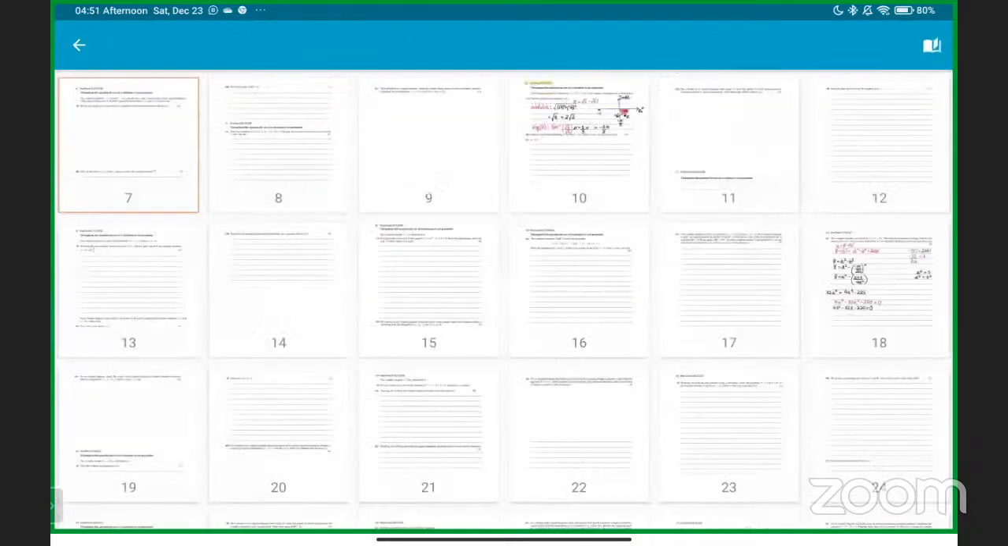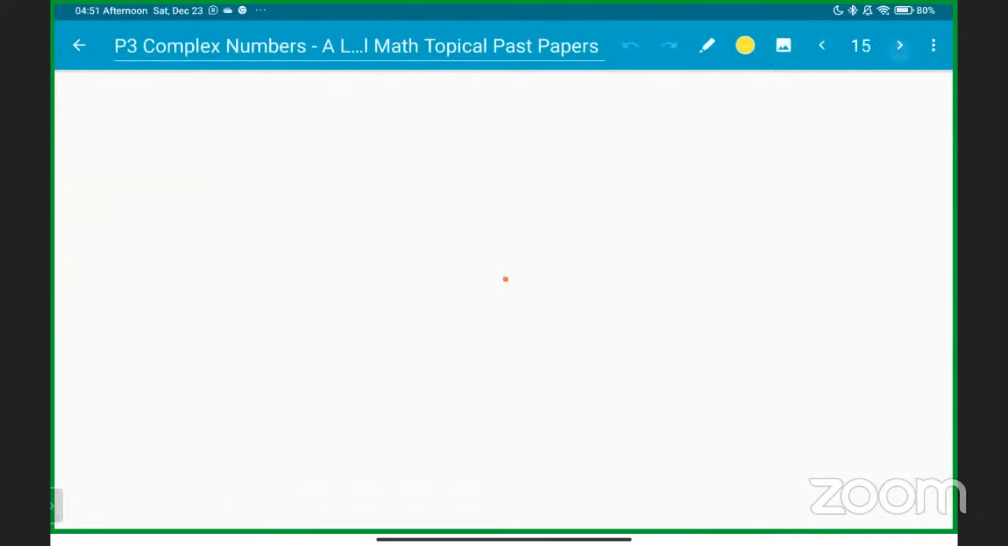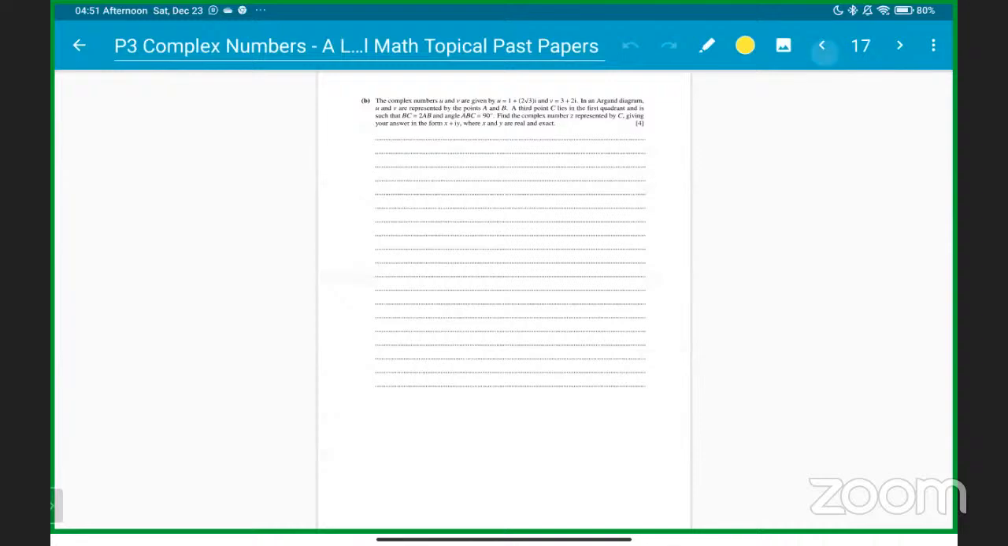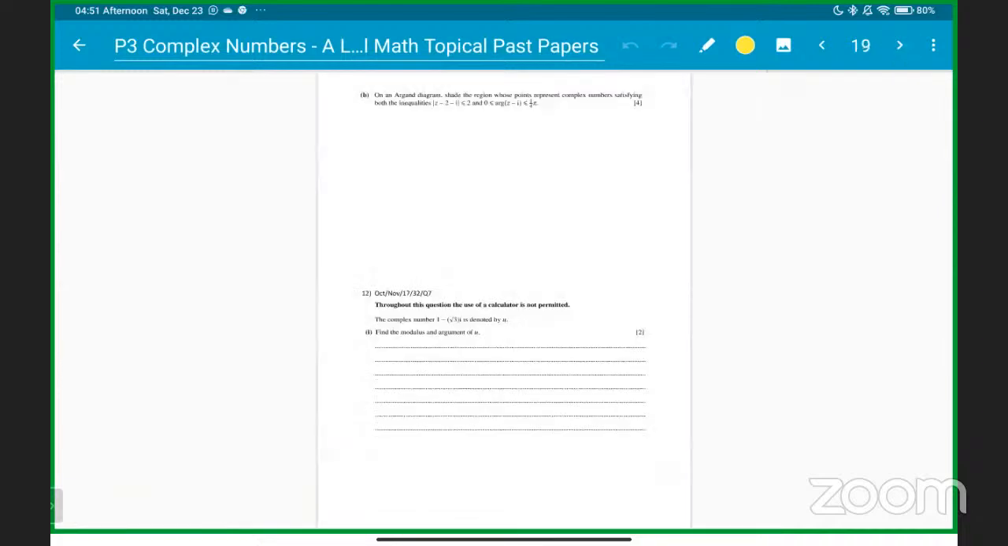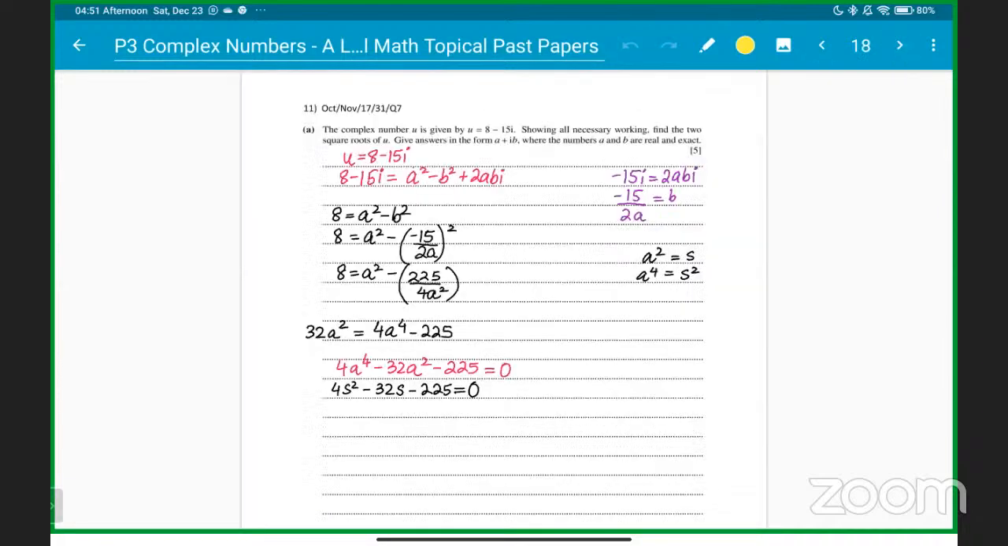Just hold on. We're finding it soon. And you have to find the square root. Yep, find the 2 square roots. I think this is not done completely right. Let's do this one.